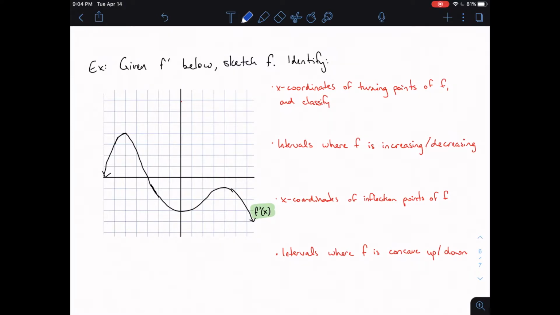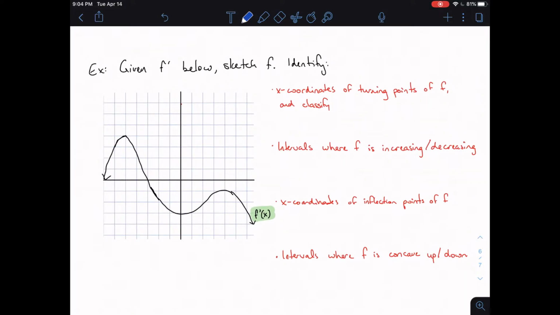So the x-coordinates of any turning points of f, and classify them. Turning points of f, we said, occur where the derivative is equal to 0, so my zeros occur definitely here, and actually maybe here as well. So that looks like -1, -2, -3, and then -3, 4, 5, 6, -7. And classify them. Are they minima or maxima?